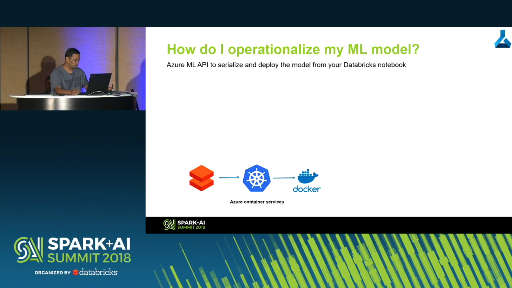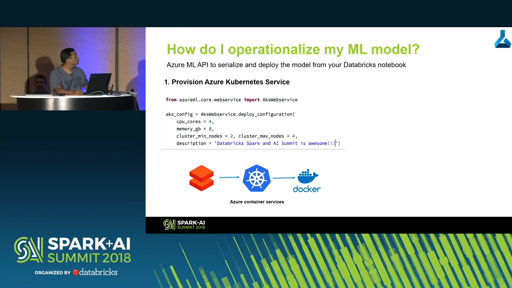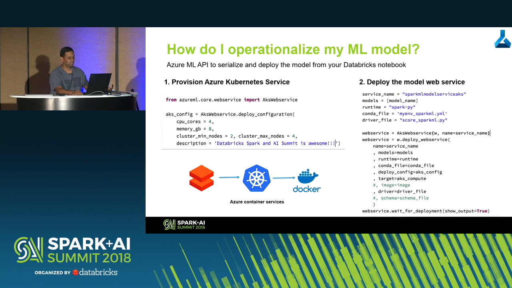What does this look like, right? If you go look at it from your notebook, you import the library and basically say create my Azure Kubernetes service. You call it, you give your resources that you want, and get the environment up and running. Once you have an Azure Kubernetes service set up and available, you say deploy my model out there as a web service that you can pretty much use.